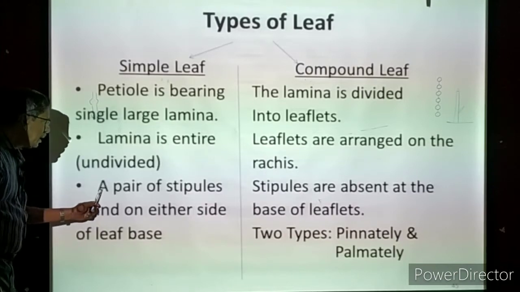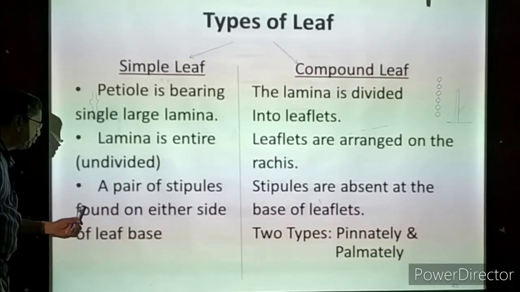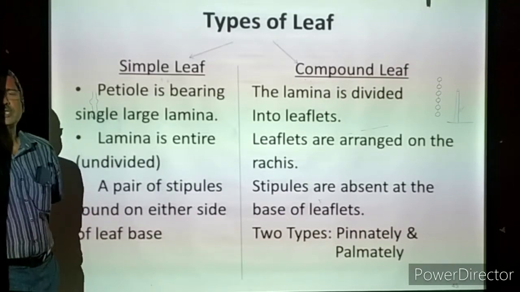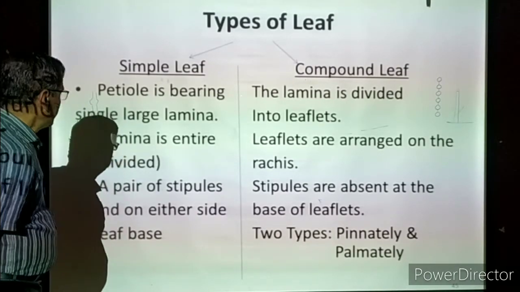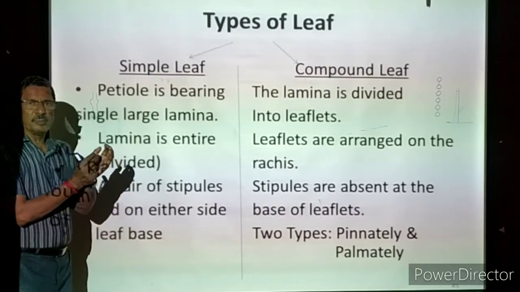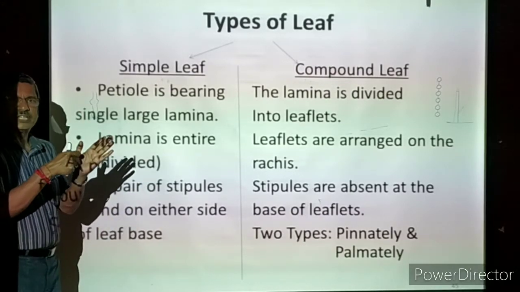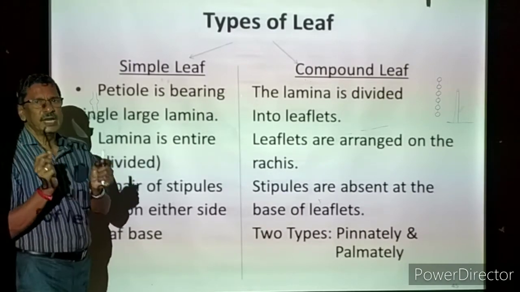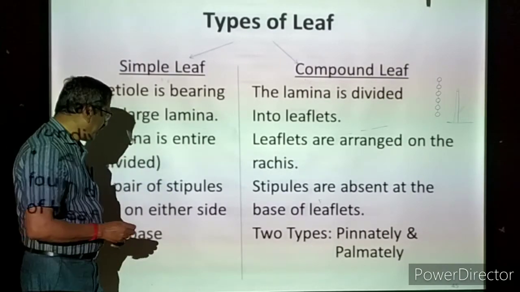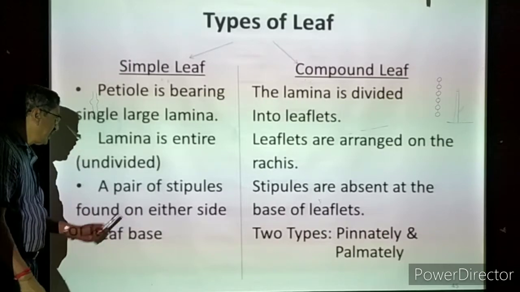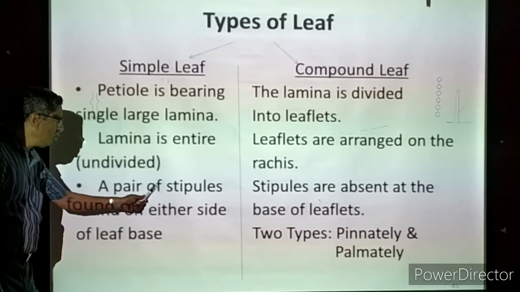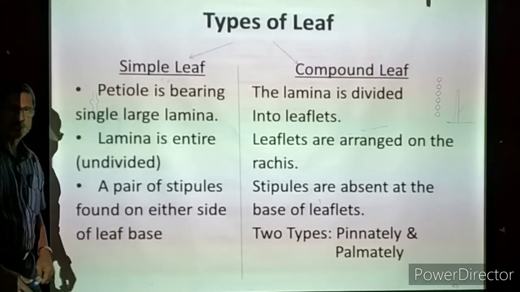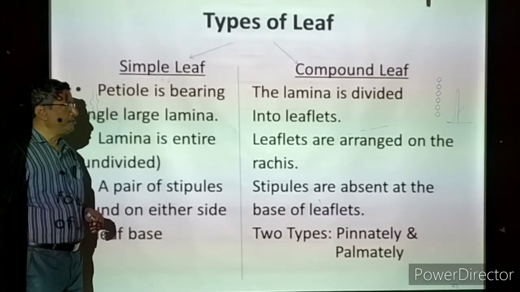The third point is a pair of stipules found on either side of the leaf base. Already I told you about the structure of a leaf, including the leaf base. At the bottom of the leaf, the part of the leaf which is touching the stem is called the leaf base. On either side of the leaf base, two small green projections you can find. They are called stipules. So a pair of stipules are found on either side of the leaf base. That is the condition for a simple leaf.